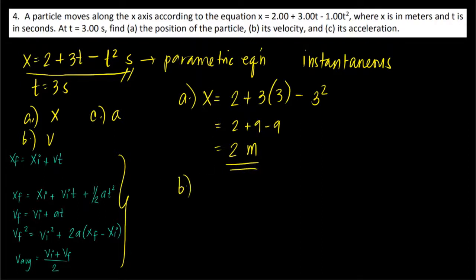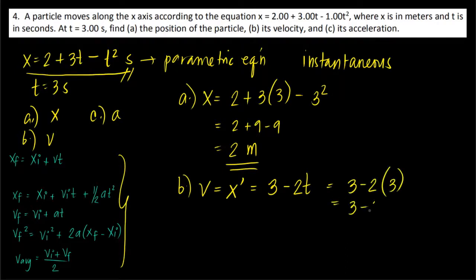Derive your parametric equation for displacement once and you will get velocity. So velocity is the derivative of position. The derivative is 3 minus 2t. And then substitute. So 3 minus 2 times 3 is equal to 3 minus 6, which is negative 3 meters per second. As you can see, there is a possibility that our particle is moving backward because our velocity is now negative.